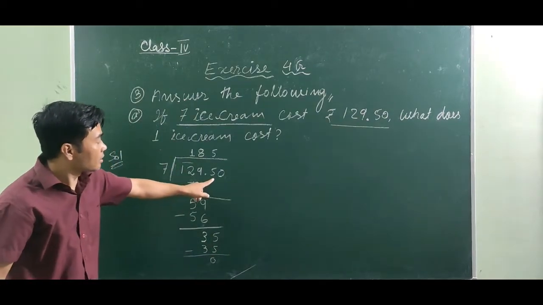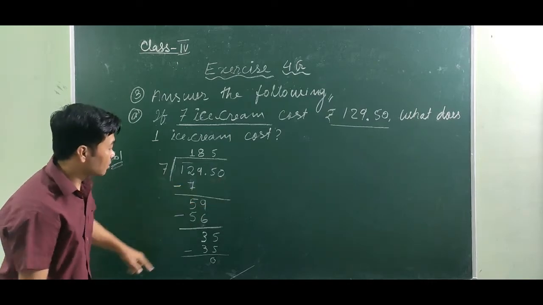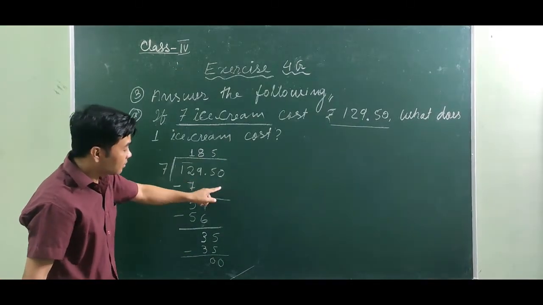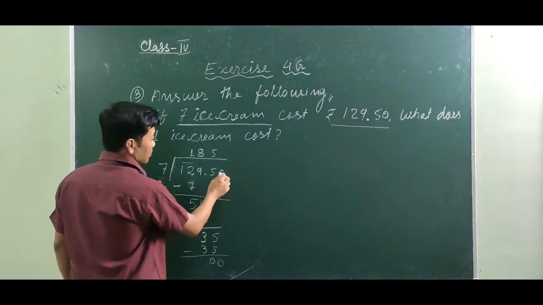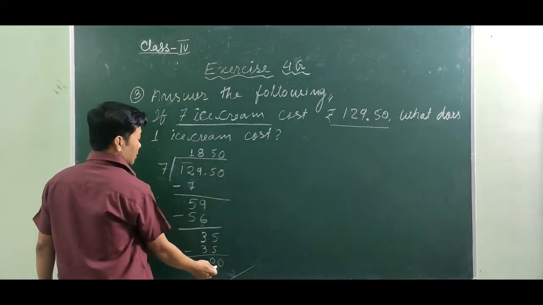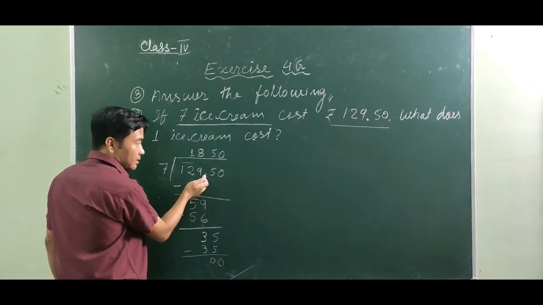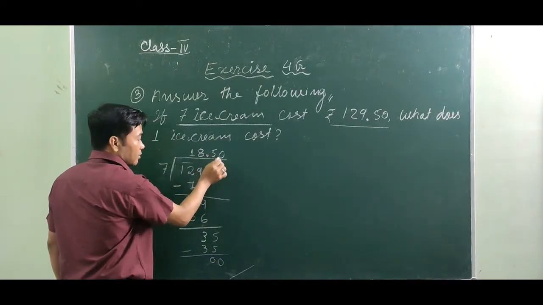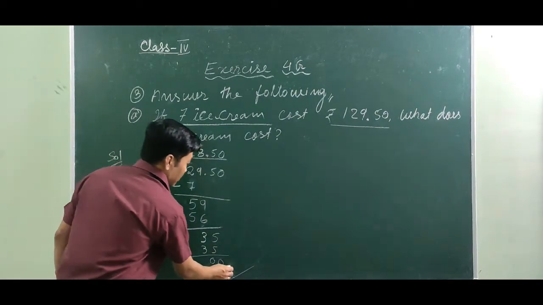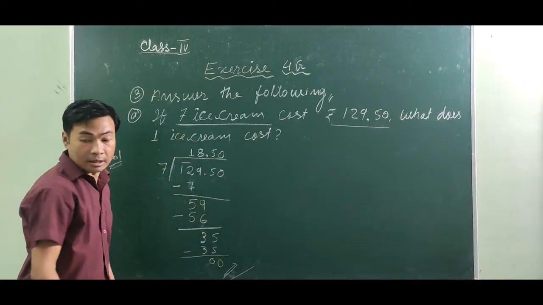Now the next is 0. So 7 times 0 is 0. So there are no digits left to divide. Bring this 0 here. Now put the decimal here in the right place.